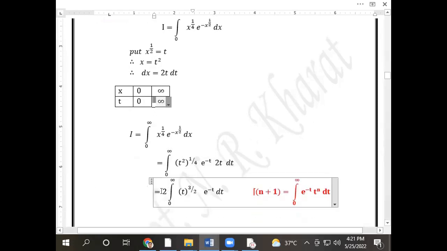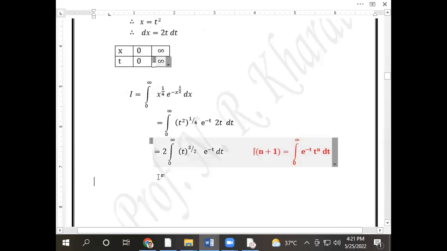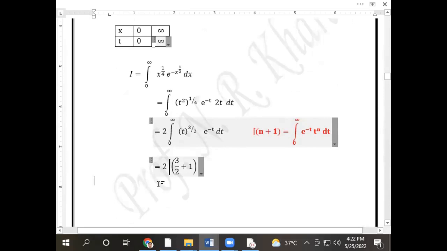So our example reduces to 2 outside the integration, t raised to 3 by 2, which is the addition of t square raised to 1 by 4 and t raised to 1. t square raised to 1 by 4 is t raised to 1 by 2, and this 1 by 2 plus 1 becomes 3 by 2. When we compare with the definition of the gamma function, the index of t is n minus 1, which means we have to add 1 to get gamma n. The index of t is 3 by 2, so we add 1, 3 by 2 plus 1, which gives gamma of 5 by 2.